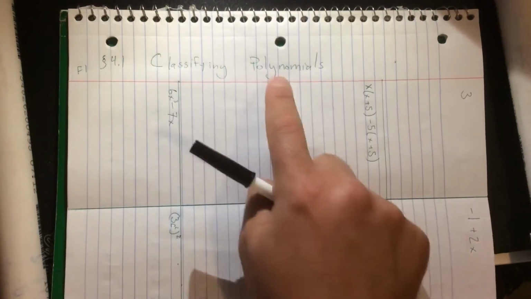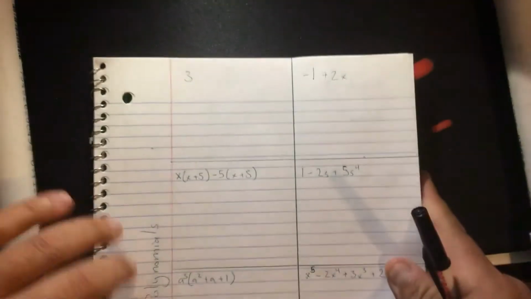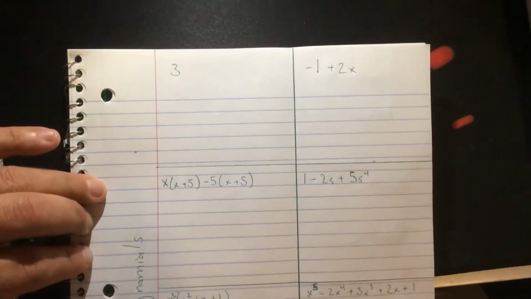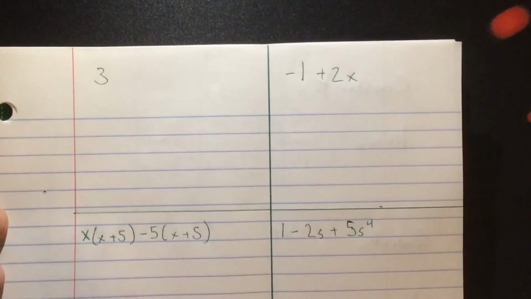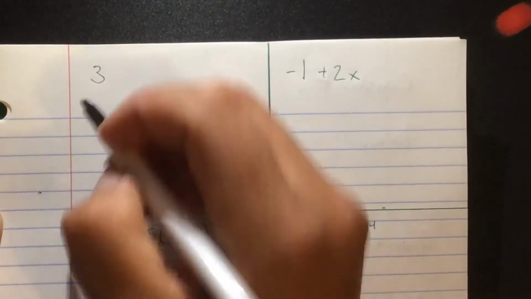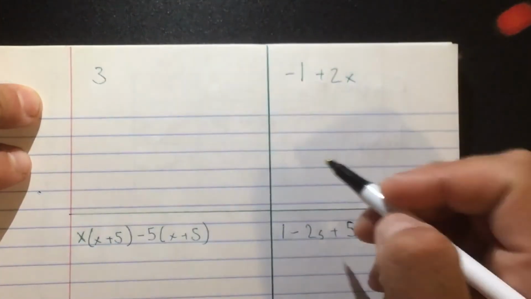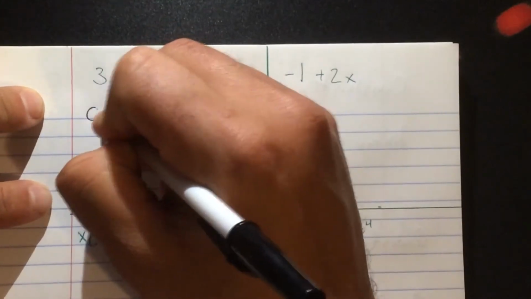This is classifying polynomials. This is basically just me naming polynomials. So let's go ahead and get started with this first one. Zoom in here, try to get this all nice and dandy. And the first one we have here is just 3. And this is a constant.